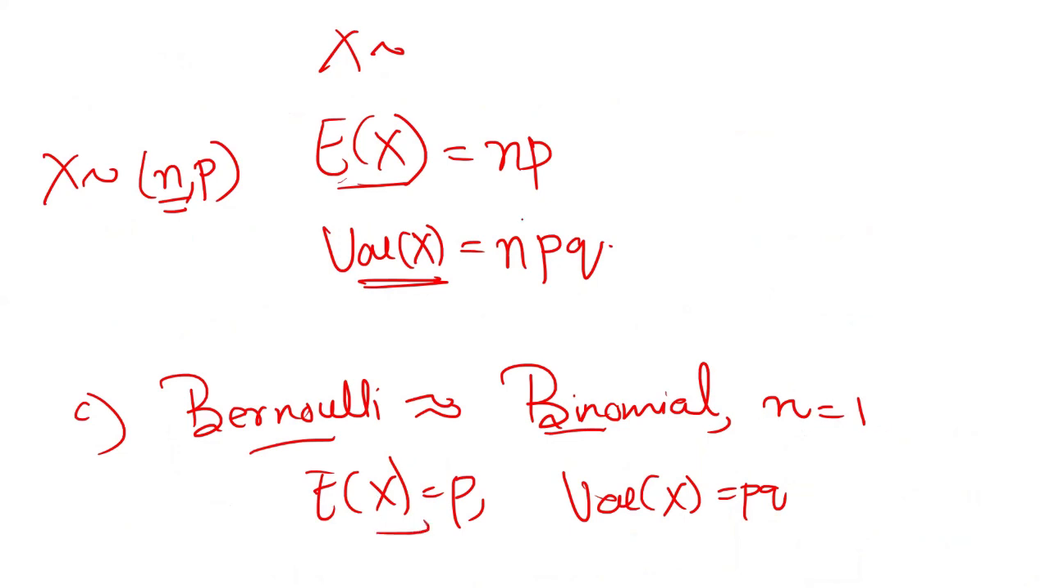So eventually expectation of X becomes NP, N is 1, so P, and variance of X is NPQ, that is PQ.